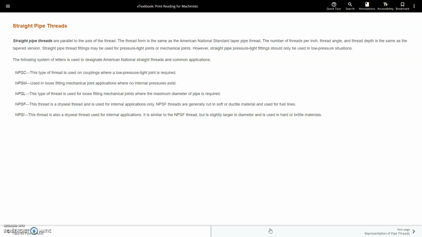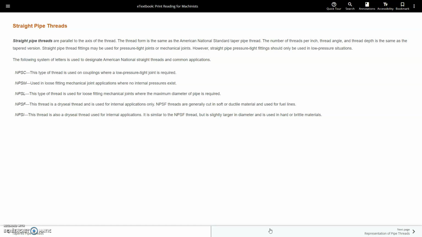The following system of letters is used to designate American National Standard straight threads in common applications. So you've got NPSC. This type of thread is used on couplings where a low pressure tight joint is required. NPSM, used in loose fitting mechanical joint applications where no internal pressure exists. NPSL, this type of thread is used for loose fitting mechanical joints where maximum diameter pipe is required.